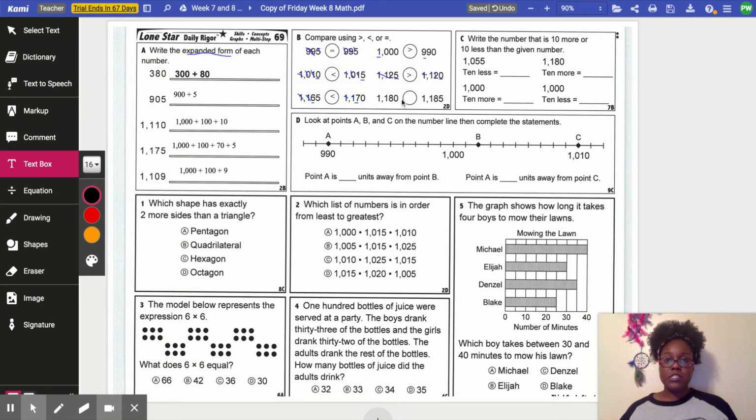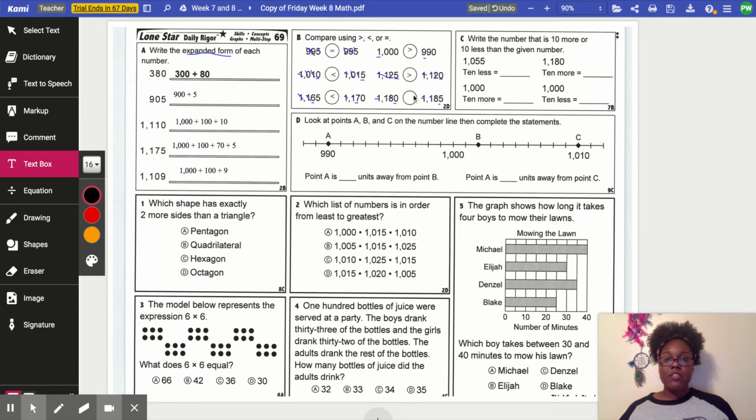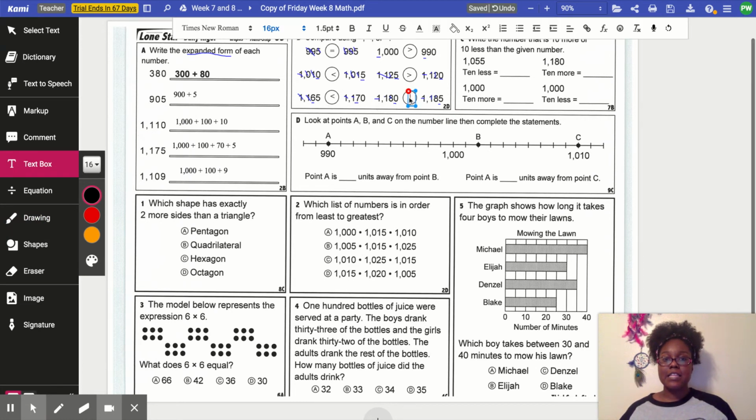Last one on this one, 1,180 and 1,185. The ones in the thousands place are the same. The 1 in the hundreds place is the same. The 8 in the tens place is the same. So I'm looking at the ones place. I have a 0 and I have a 5. So that tells me that the number 1,180 is less than 1,185.